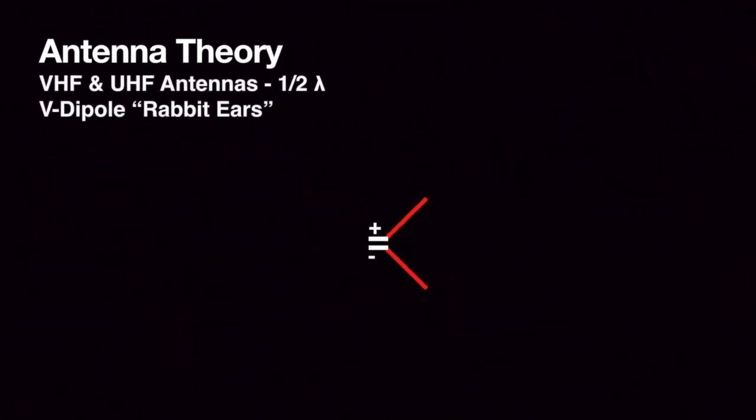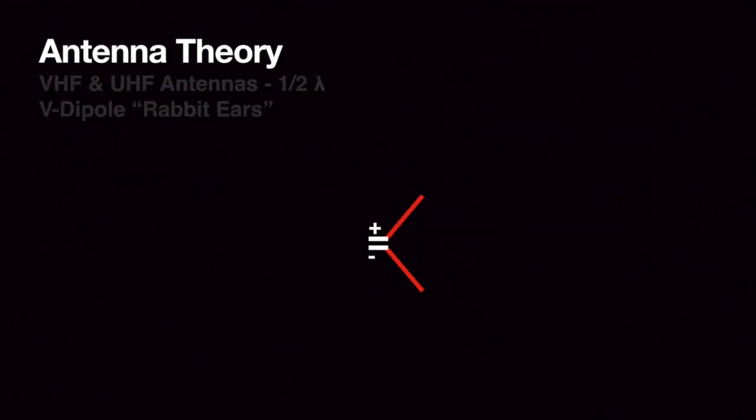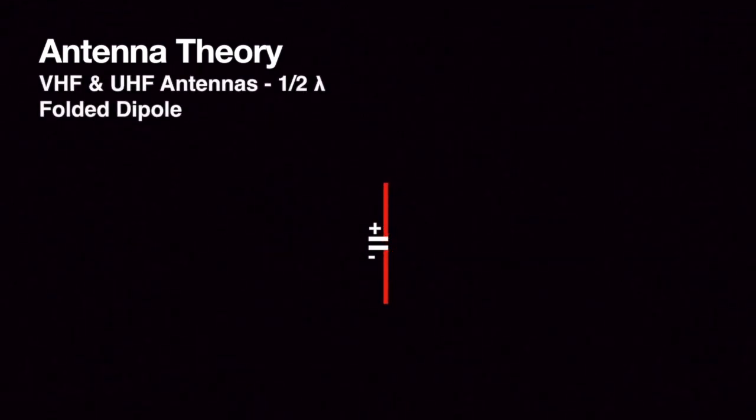Coming back to the basic dipole, it is fairly common in old television sets to find what is called a V-dipole, often referred to as rabbit ears. This is a kind of dipole just with adjustable elements that allow you to find a good signal, even indoors, where radio signals can be unpredictable.